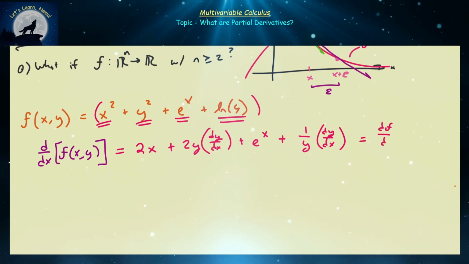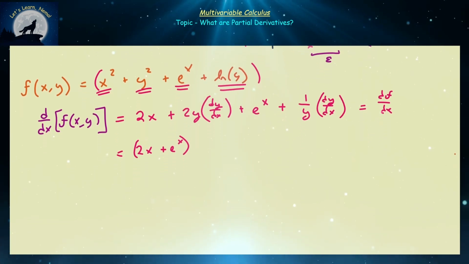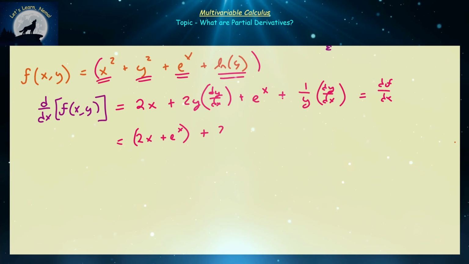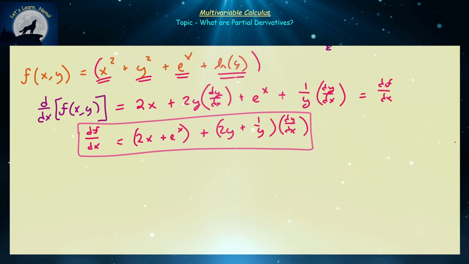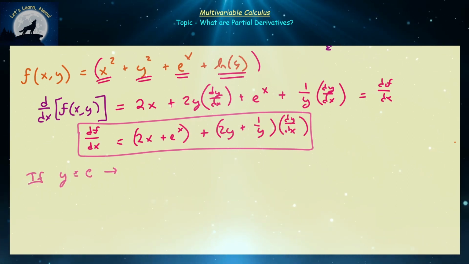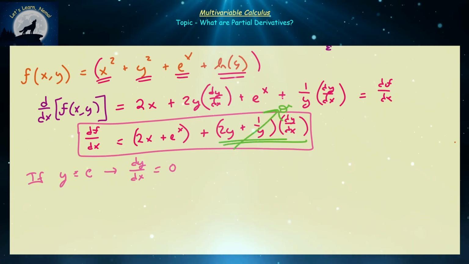Now notice we have 2x plus e to the x, which is the term that only depends on x. And then over here we have 2y plus 1 over y times the differential of y over the differential of x. And that was df over dx. Now, if we pretend just for a moment that the variable y was constant in all of this, so if y is identically equal to a constant, then the derivative of that constant with respect to x will be precisely equal to 0, and this term will completely vanish.